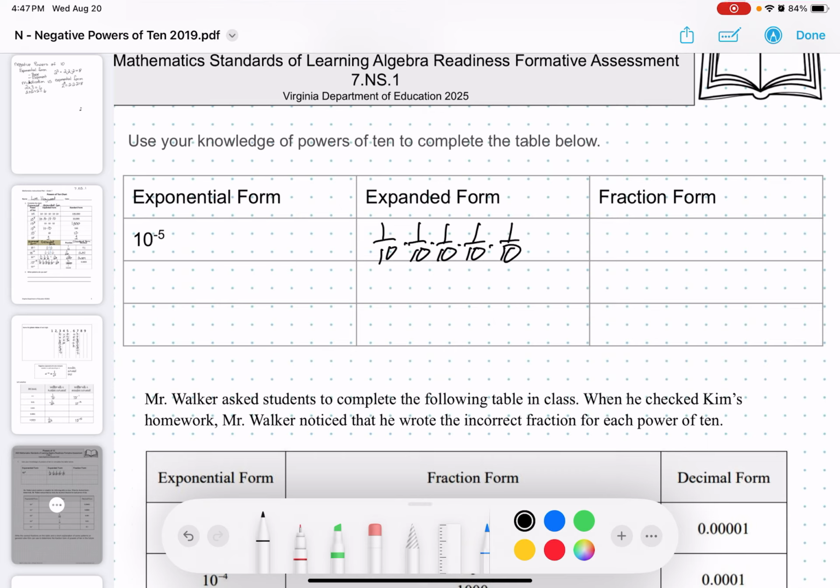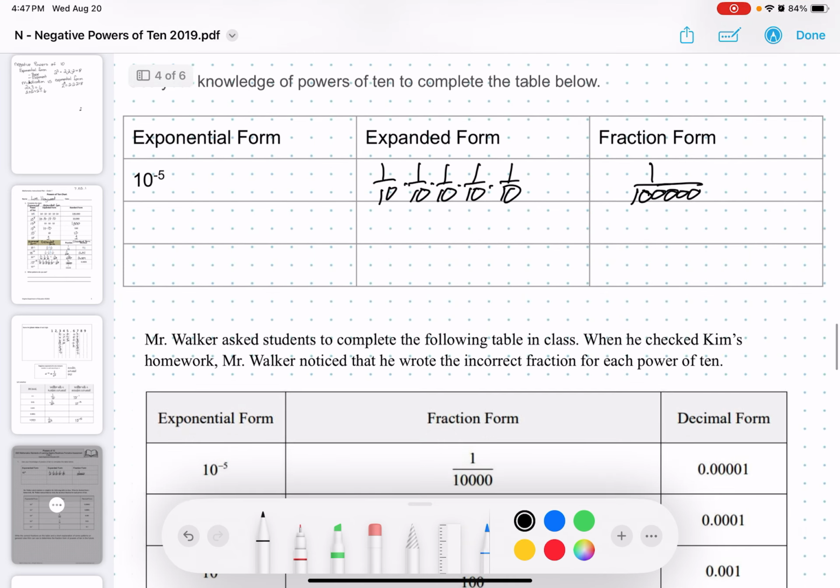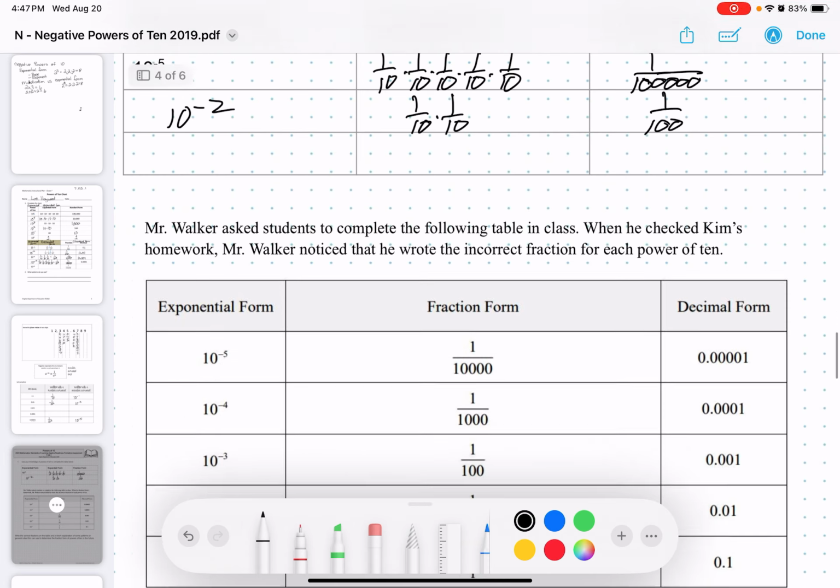As a fraction, it is 1, and then my exponent is -5, so I'm going to have 5 zeros. 1, 2, 3, 4, 5. And it's going to be various numbers. So if this one was 1 over 10 times 1 over 10, then I know that that would be 10 to the -2. And as a fraction, that is 1 over 100.